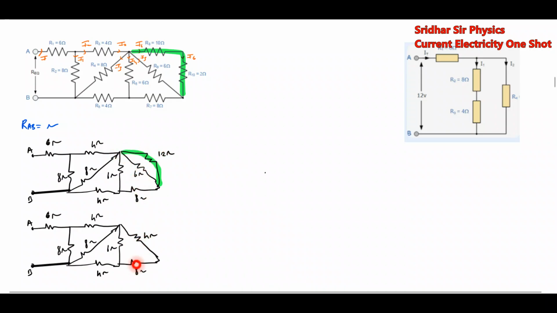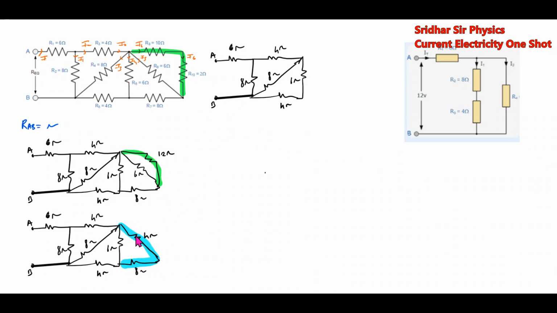Now how these two are? Again 4 ohm and 8 ohm, the same current will flow, they are in series. So the next circuit will be, now how these two are in series. The effective will be 4 plus 8 will be 12. So here I am bringing that 12 ohm.